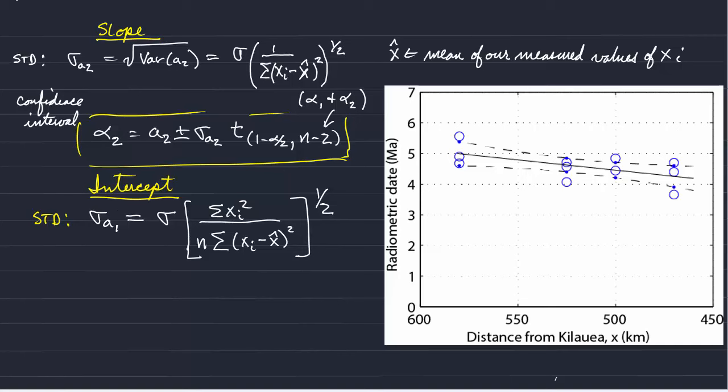And the confidence interval on our intercept, therefore, is alpha 1 is equal to our best estimate, which is A1, plus and minus our standard deviation times our t value, again, at a significance level of alpha and degrees of freedom of n, the size of our sample, the number of data pairs we measured, minus 2, because we're estimating 2 parameters in our regression.